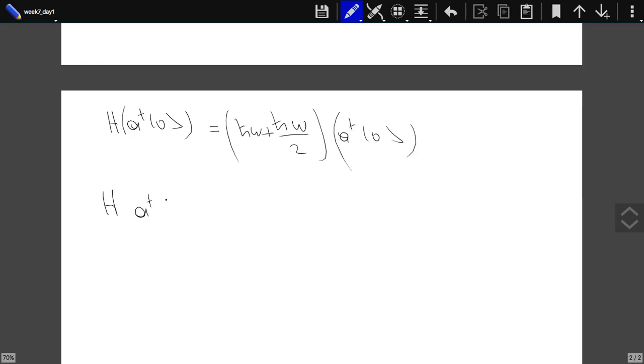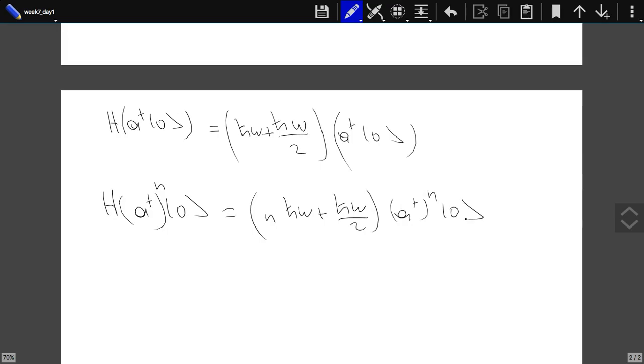And similarly, for A dagger acting on the ground state n times, each A dagger will give you another energy eigenstate whose energy is higher by h bar omega. We have n of them. So the energy eigenvalue of this state will be n times h bar omega plus h bar omega over 2, for A dagger to the power n acting on the ground state. And we can also write this as n plus 1/2 times h bar omega, for A dagger to the power n acting on 0.